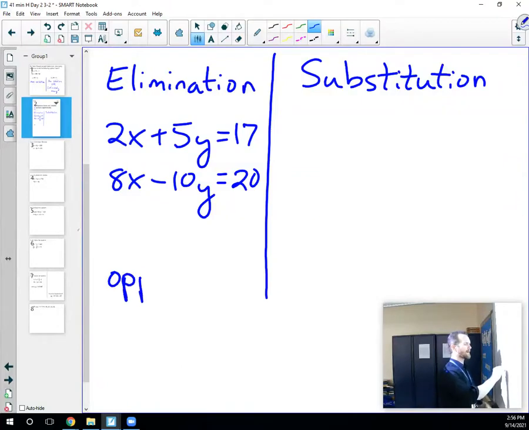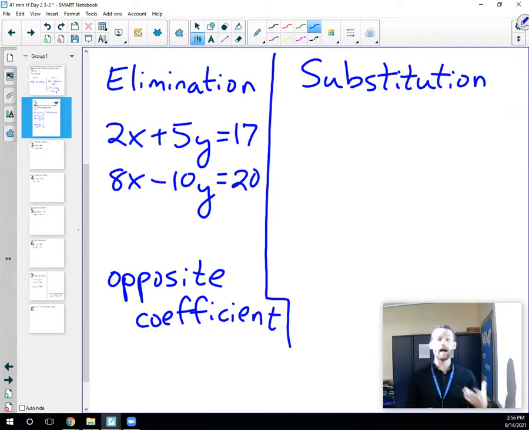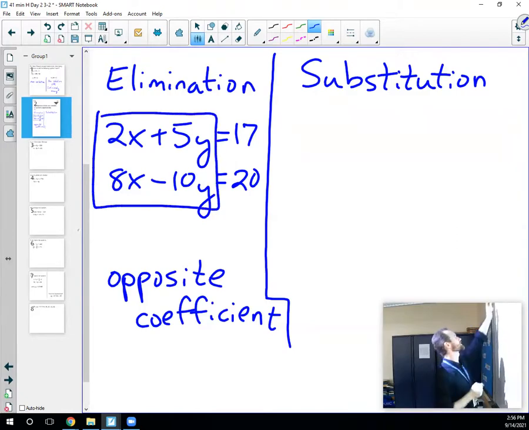So important, I'm going to write that down. Opposite coefficients. Hopefully you remember that coefficient means the number in front of the variable, and opposite means same number, different sign. So for example, here, I don't see opposite coefficients.